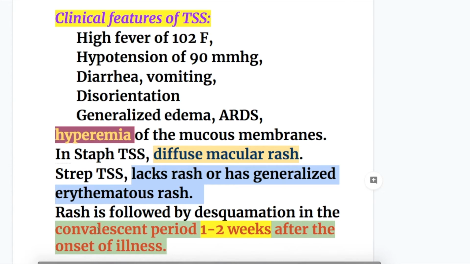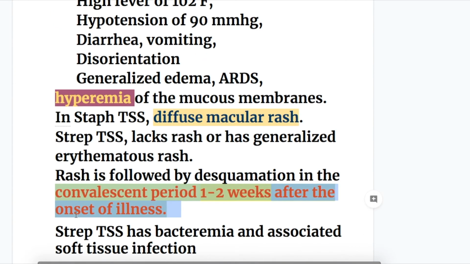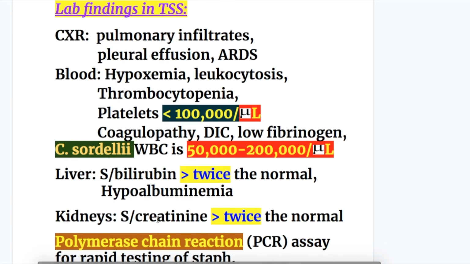The rash in both cases is followed by desquamation in the convalescent period about 1 to 2 weeks after the onset of illness. So desquamation in the convalescent period 1 to 2 weeks after the onset of the illness. Streptococcal toxic shock syndrome has bacteremia and is associated with soft tissue infection. Now the lab findings in toxic shock syndrome.